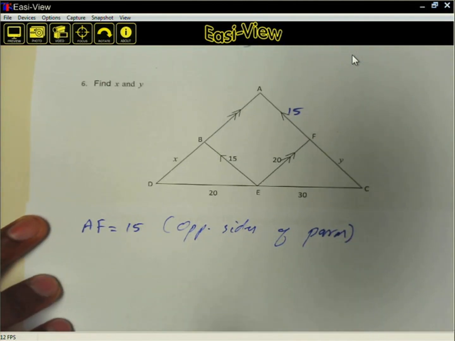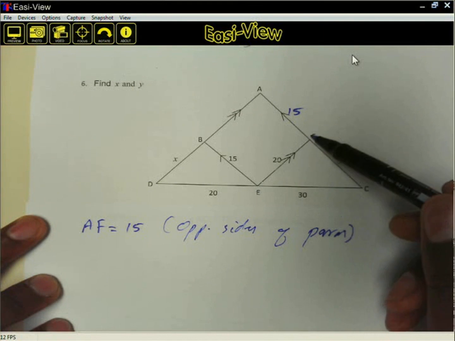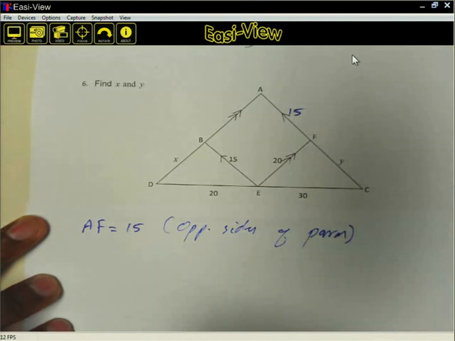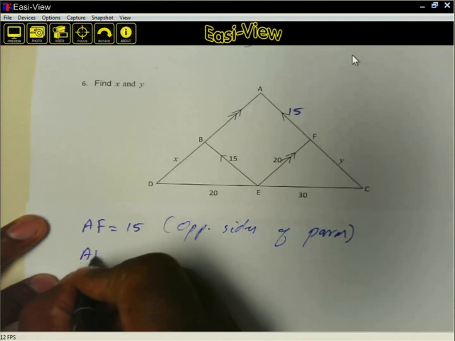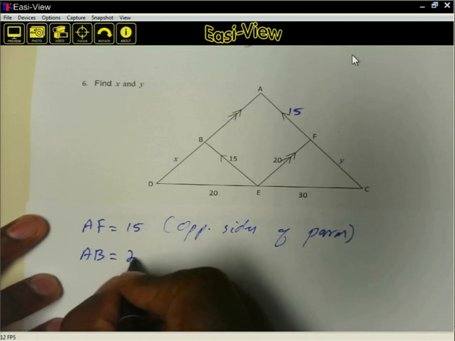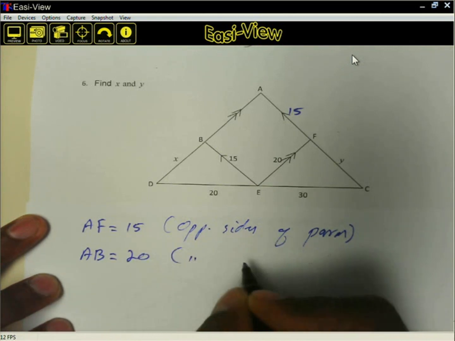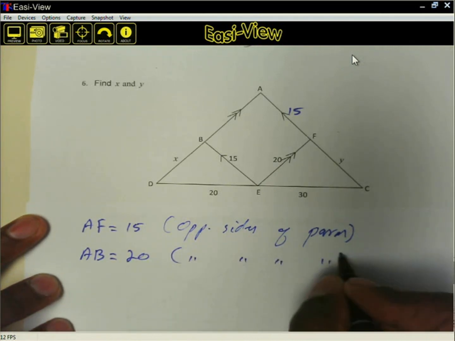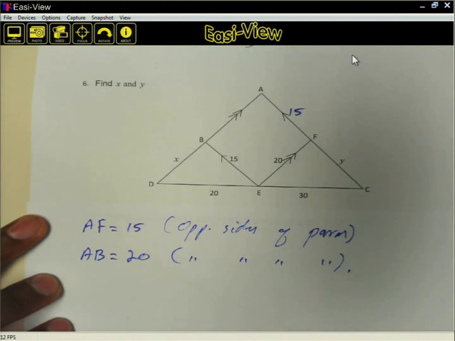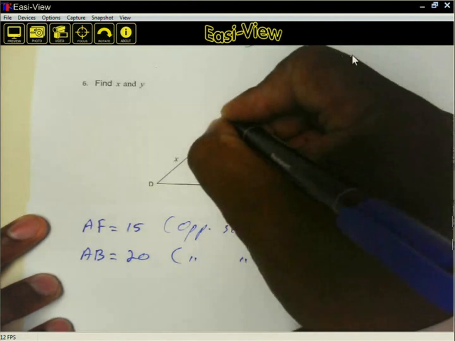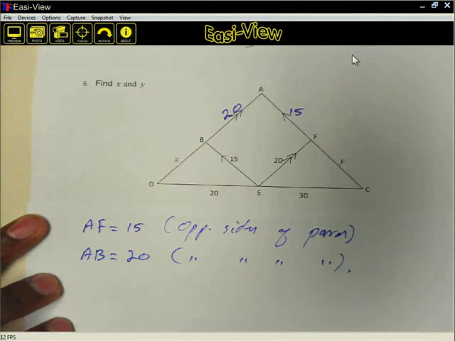In the very same reasoning, you look at EF and AB. They must also be equal. It means AB is also equal to 20 units. Opposite sides of a parallelogram. So you mark 20 here. You mark 20 there. Then we start solving.